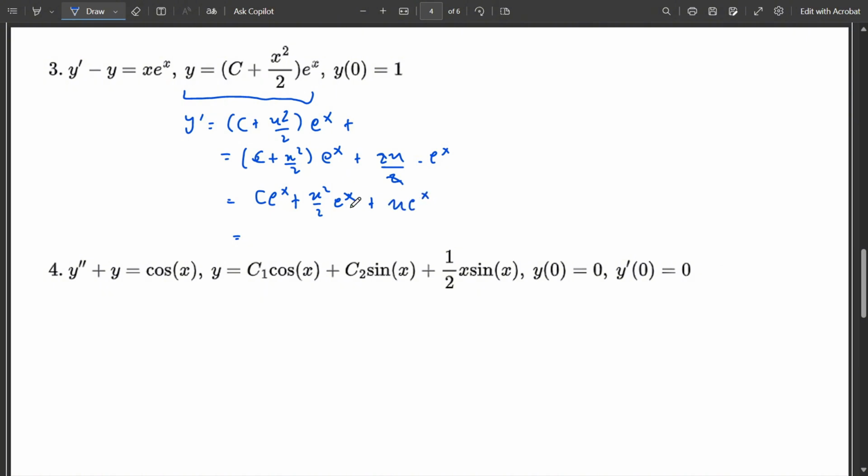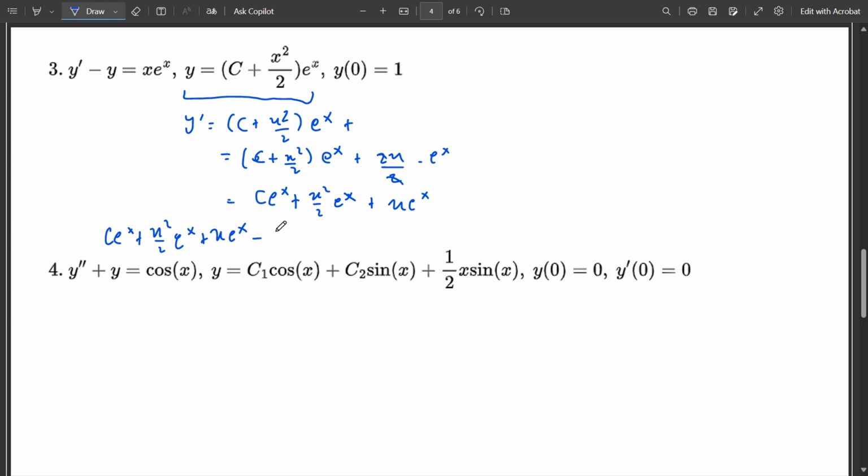Okay, and we have x e to the x, so this is just the y prime, and we substitute to the differential equation. We have c e to the x plus x squared over 2 e to the x plus x e to the x minus y.